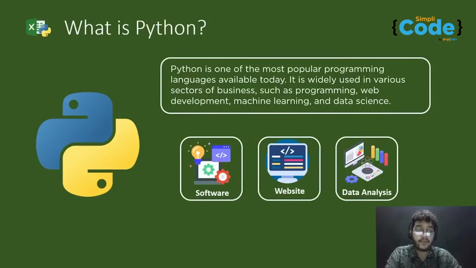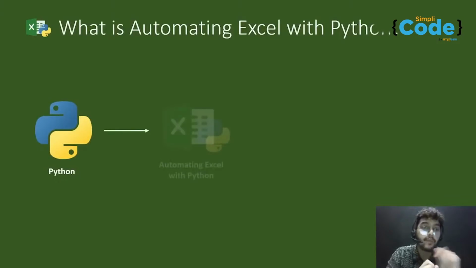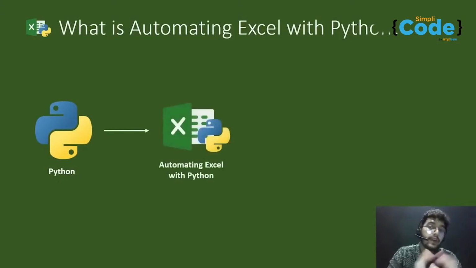So after seeing what is Python, let's move forward and see what is automating Excel with Python. We all know Python is dominant everywhere, and we also know that compared to other languages, Python is beginner friendly and simpler to use. Automation is one of the coolest things you can do with Python. So how to automate an Excel sheet in Python?